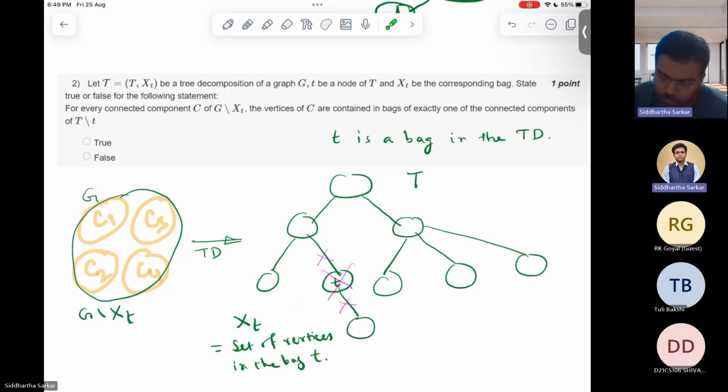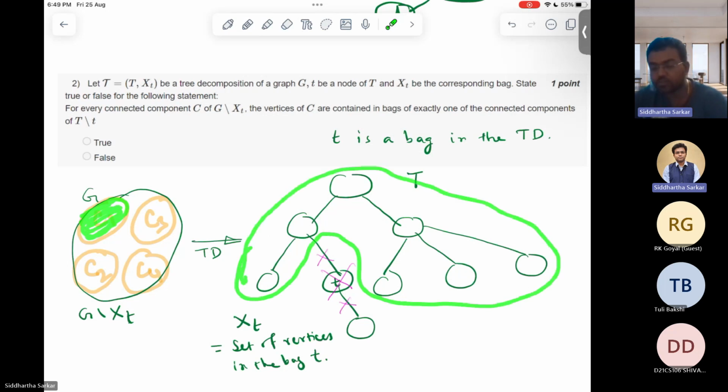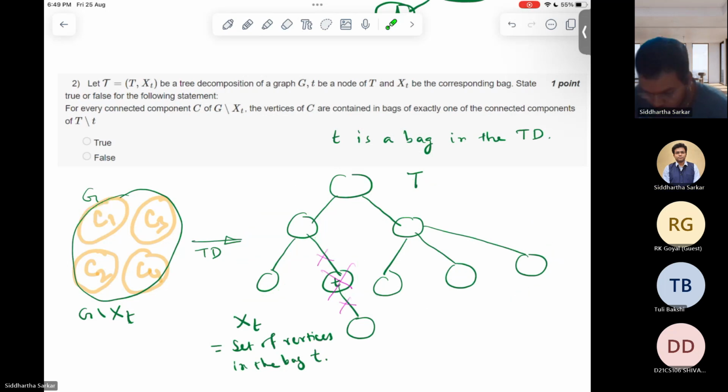So the question is, all these vertices which are in one connected component of the original graph will lie in exactly one connected component of the tree decomposition after t has been removed. So that is true or false. That is the question. If you don't understand the question, then I can repeat what I said.